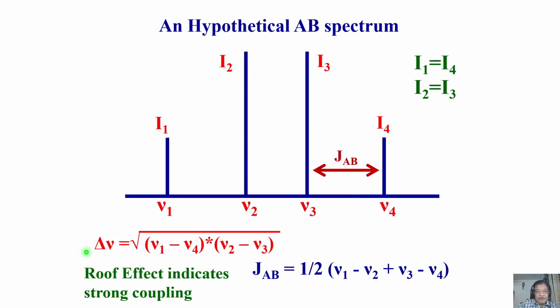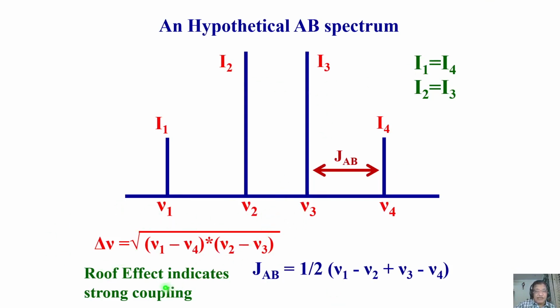Now, this is how you get the difference of the chemical shifts. Simple formula. Outer lines I have mentioned as frequencies nu1 and nu4 here. Central two lines are nu2 and nu3 in the same order. Take nu1 minus nu4 difference, multiply by nu2 minus nu3 and take the square root of that. That gives you the difference of chemical shift. Remember this formula. It is very, very useful to analyze. Don't forget, this should be at your fingertips.